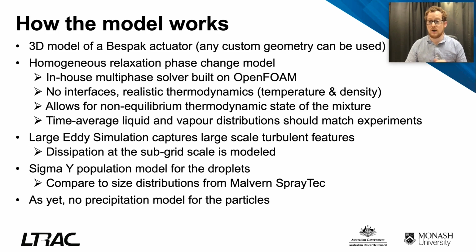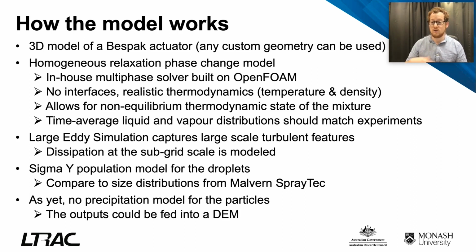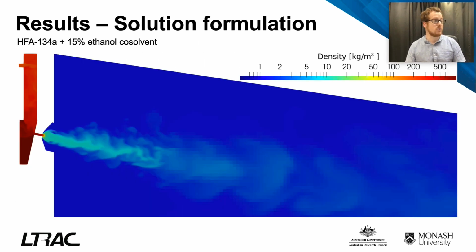As yet, what we don't have is a precipitation model for the particles, which means we can't predict fine particle fraction yet. But we could then couple our model in future to a DEM, for example, and actually get this. So it's something that we're working towards. So let's jump to the results now.